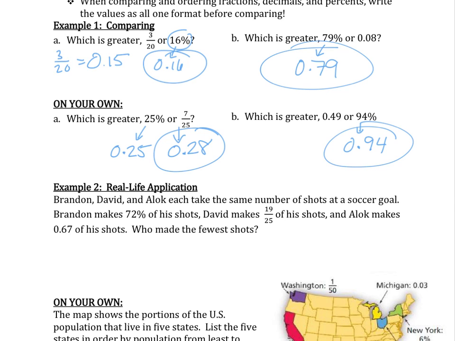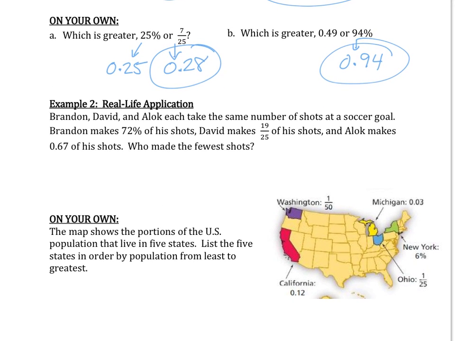Okay, now for this example, we have Brandon, David, and Alok each take the same number of shots at a soccer goal. Brandon makes 72% of his shots, David makes 19 over 25 of his shots, and Alok makes 0.67 of his shots. Who made the fewest shots? So with this, again, you're just changing them all into the same format. Again, I recommend decimals.